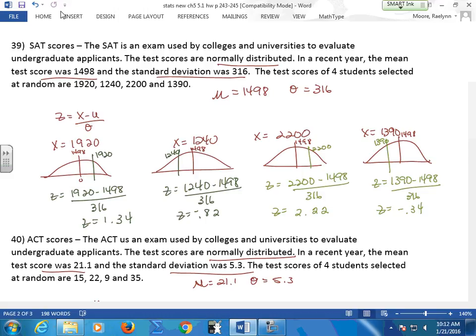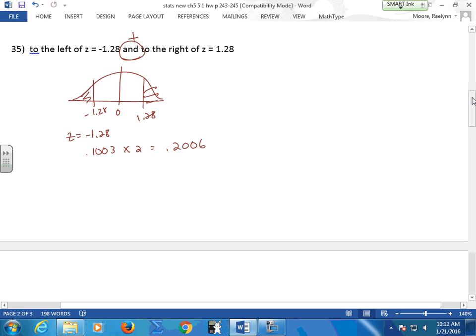They're used in colleges. SATs and ACTs run like this. ACTs are probably not as normally distributed as these, because usually not everybody takes an ACT. Usually the better students take the ACTs, from what I understand. So you get a little bit of both.